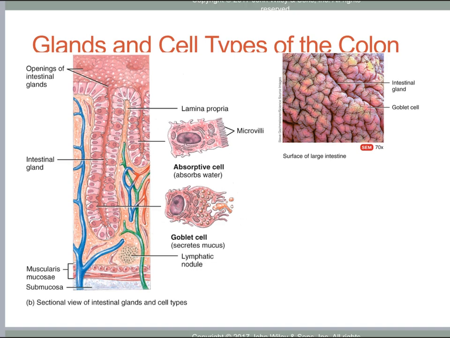We could look at the glands and cell types of the colon. So we start with these openings. The openings of the intestinal glands form crypts. These crypts are called crypts of Lieberkühn. In these crypts, we find our intestinal glands. These are going to be secreting mucus. In conjunction with our goblet cells, they're going to secrete more mucus. We found a lymphatic nodule. And again, our absorptive cells. Notice the microvilli. Our microvilli are aiding these cells to actively absorb.